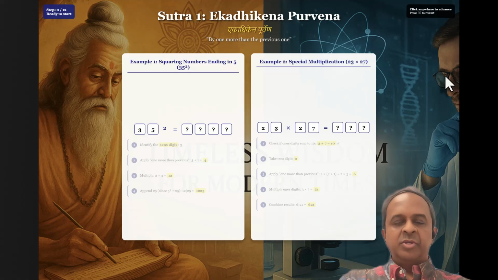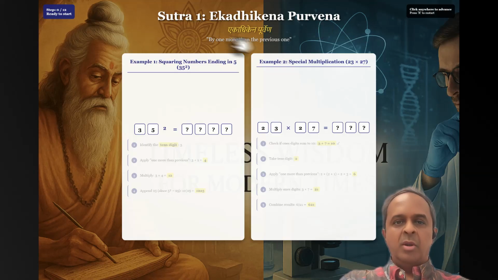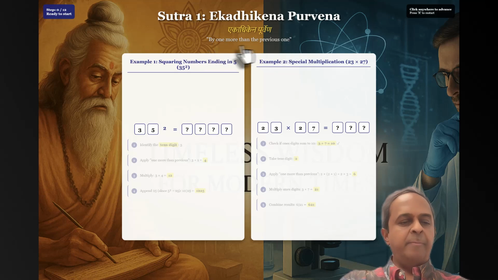All right. So let's start with the first sutra. And the first sutra is Ekadhikena Purvena. And the English translation for that is by one more than the previous one.